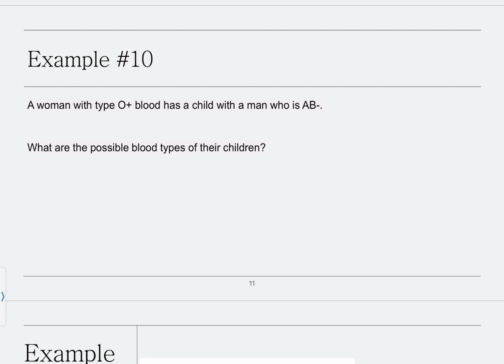The first thing we need to do, as always, is set up our key. Same thing we saw before: A, B, A, B, and O. And for blood typing, I like to do the Rh factor separately. So Rh positive or Rh negative.